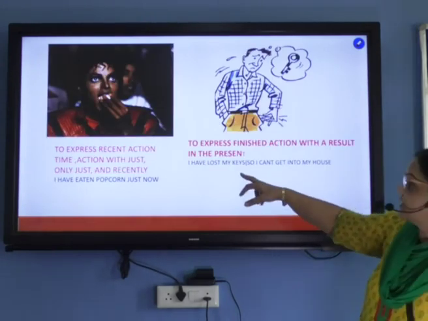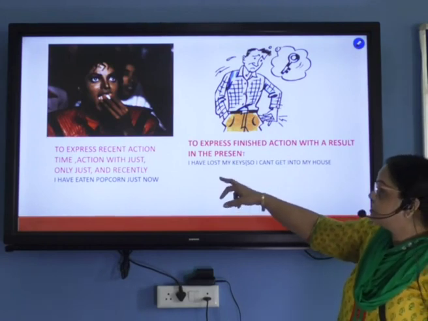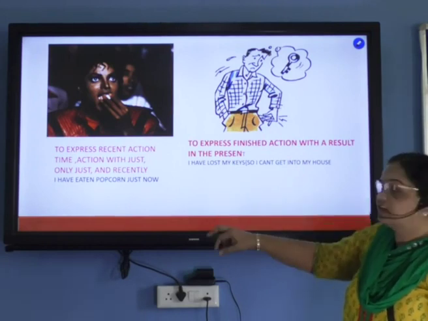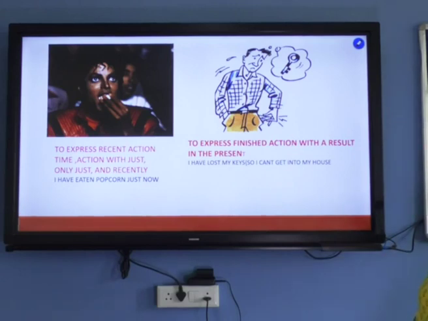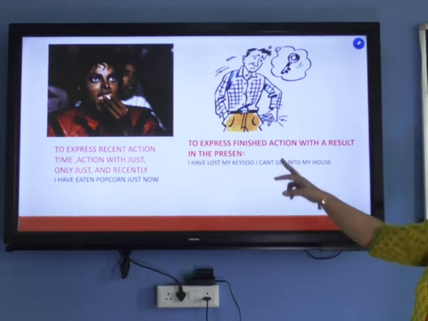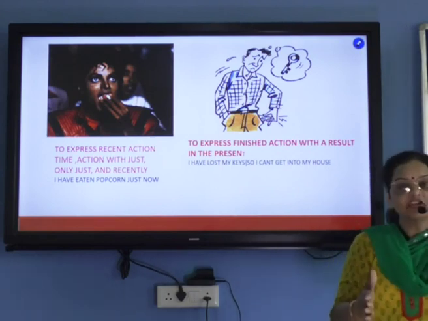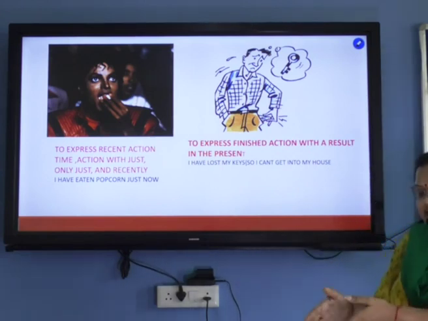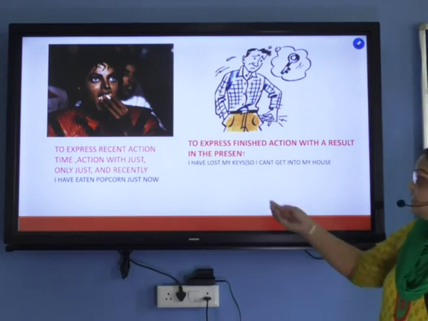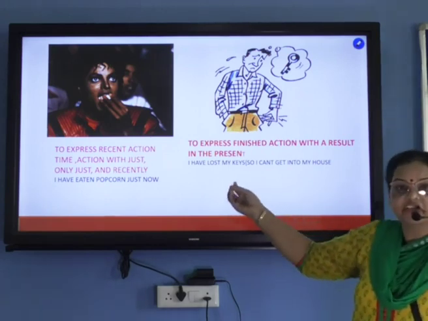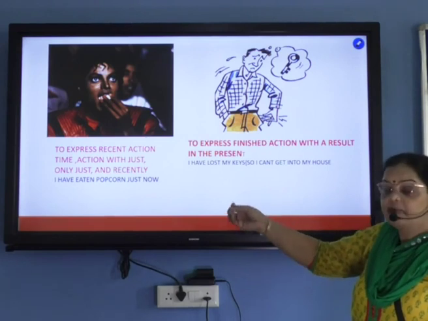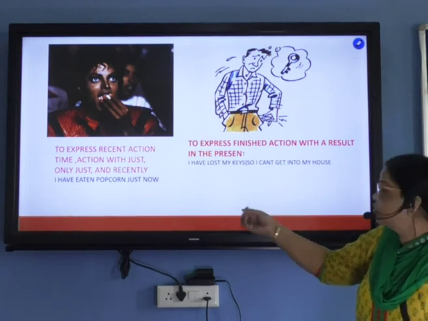To express recent action time, action with just, only just and recently. So these words, they will always help you. Like I have eaten popcorn just now. So he is eating that, and after eating the popcorn, I can say, I have eaten the popcorn just now. Just now means recently. So always remember the words just now, recently, they will help you. They will give you the clues.